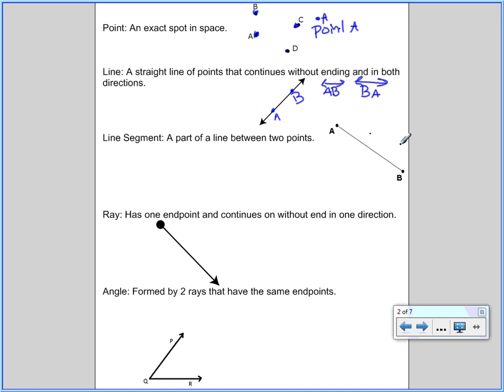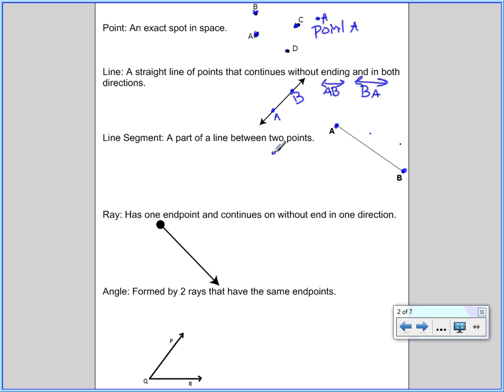Now the next word is line segment. A line segment is a part of a line between 2 points. So it's just a chunk of a line. It's like if somebody came and snipped or cut out a section of a line and you just want to look at that one section. So if you look at our example here, at the end of a line segment, you'll see 2 dots because you're just looking at the section between those 2 dots.